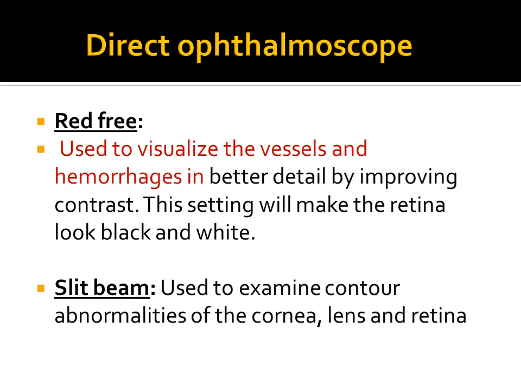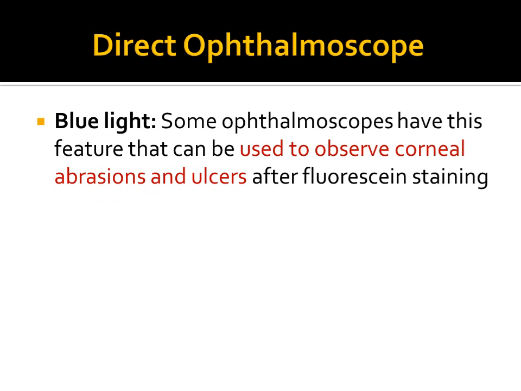What is the use of the slit beam? It is used to examine contour abnormalities of the cornea, lens, and the retina. Blue light, in some ophthalmoscopes we see blue light, and it is used to observe whether there are corneal abrasions or ulcers after fluorescein staining. Suppose we do not have a slit lamp, then we can stain the corneal abrasions or ulcers, and we can use this blue light to see the patient and get some idea.